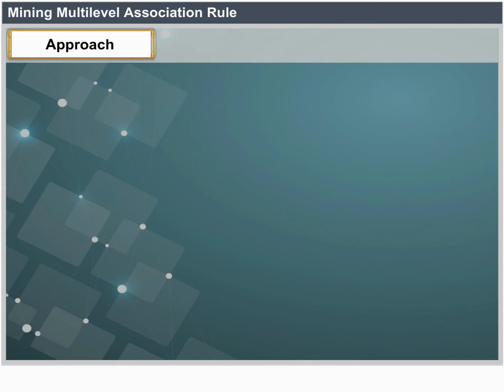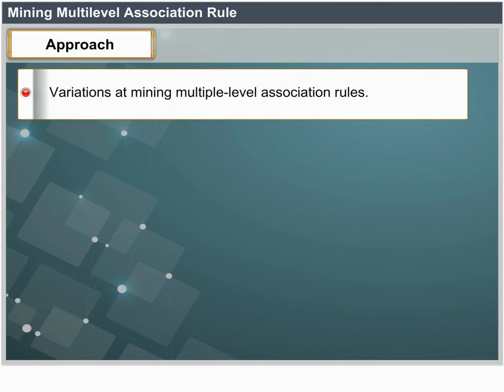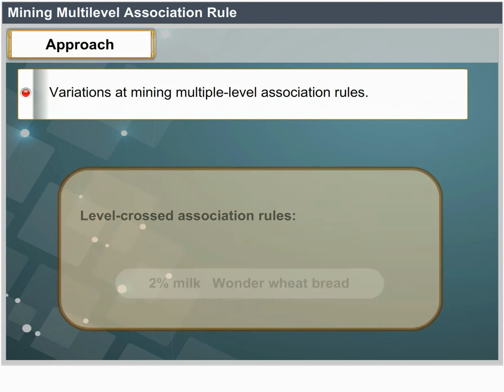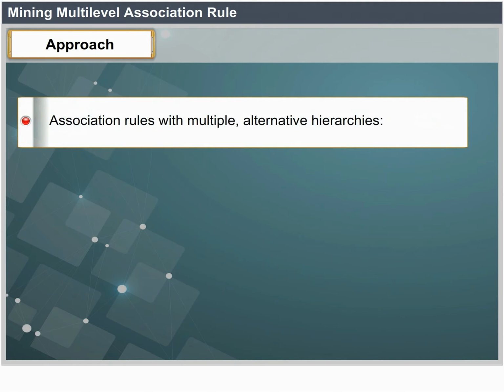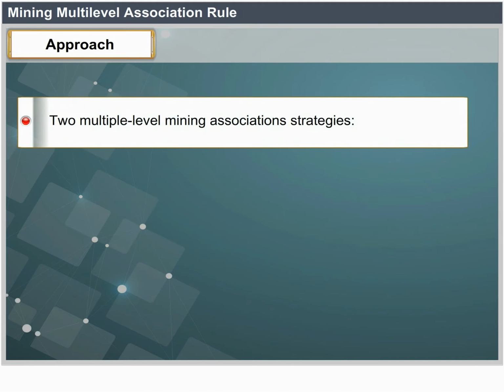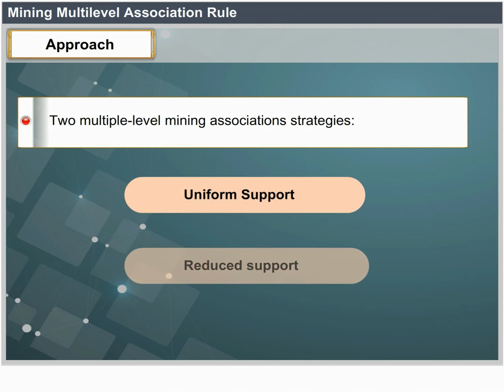Variations at mining multiple-level association rules. Level-cross association rules: 2% of the people buying milk also buy Wonder wheat bread. Association rules with multiple alternative hierarchies: 2% of the people buying milk also buy Wonder bread. Two multiple-level mining association strategies: uniform support and reduced support.